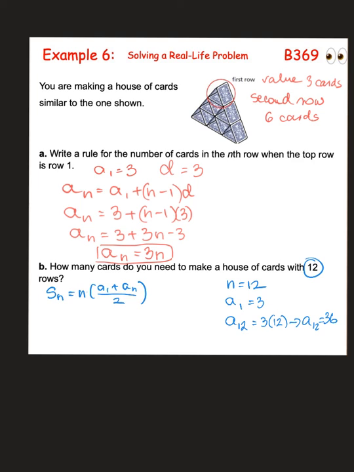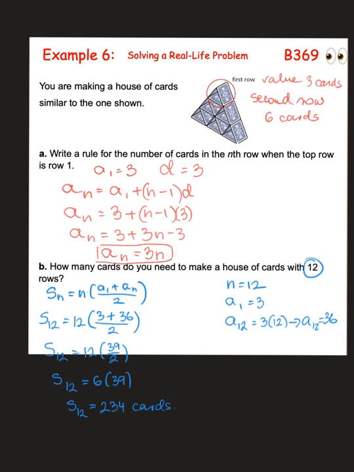Now we are ready to substitute this information into our formula. So S of 12 is going to be 12 times 3 plus 36, divided by 2, which is the sum of the first 12 terms: 12 times 39 divided by 2. Simplify by 2, so the sum of the first 12 terms is going to be 6 times 39. So the sum of the first 12 terms is 234 cards.